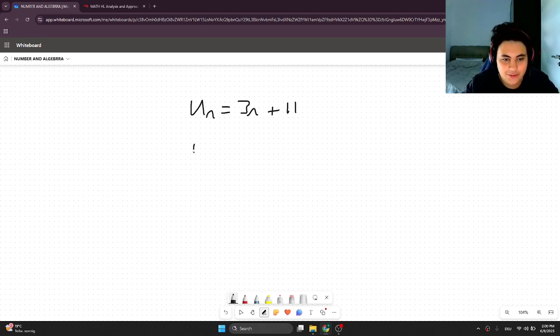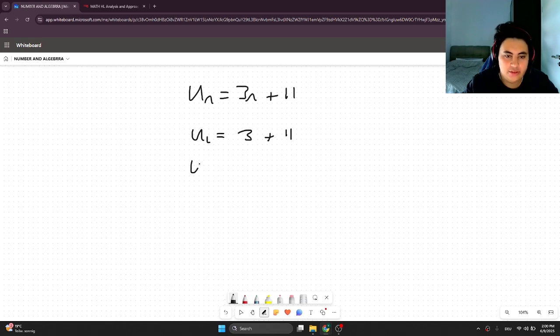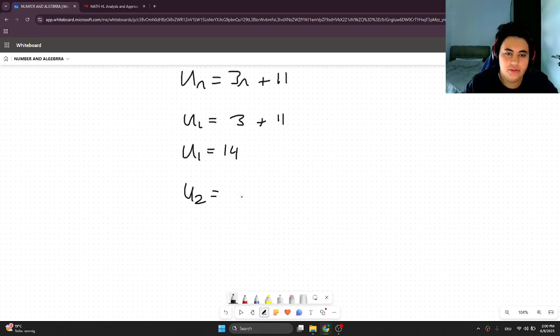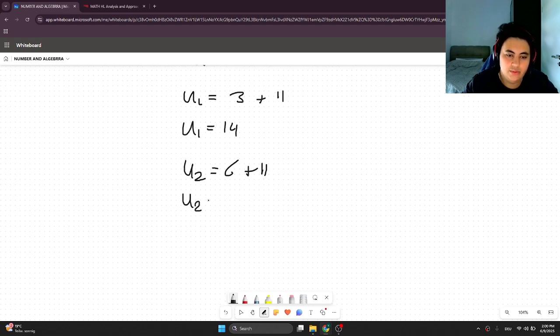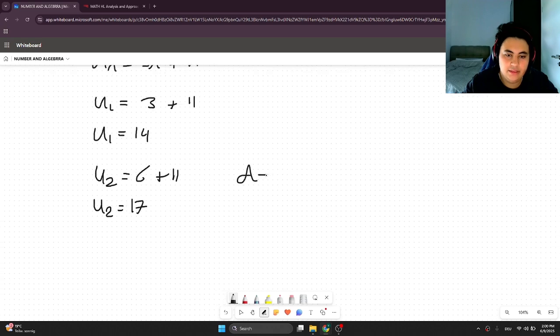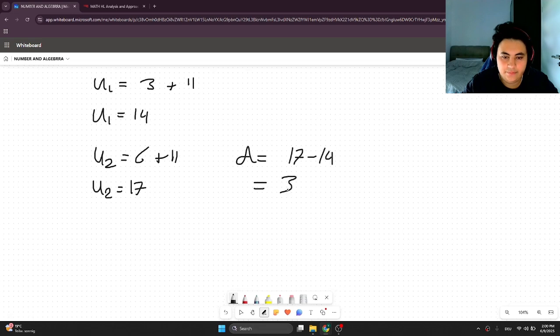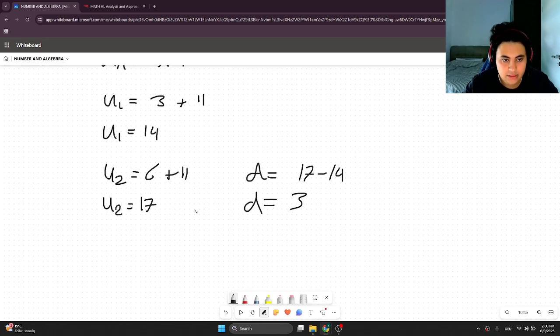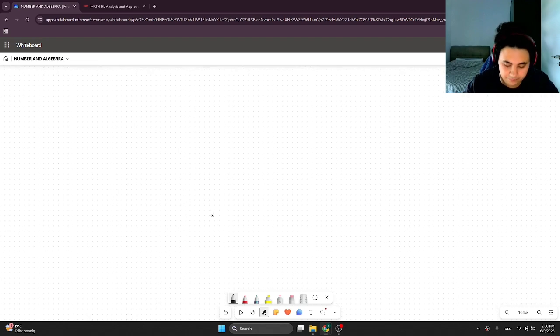Okay, so u1 is equal to 3 times 1, which is 3, plus 11, is going to give us u1 is equal to 14. Then I have u2. That's going to be 3 times 2, which is 6, plus 11, which is going to be 17. So u2 is equal to 17. The common difference is equal to 17 minus 14, which is 3. So u1 is 14. Common difference is 3. That is correct. Let's keep going.